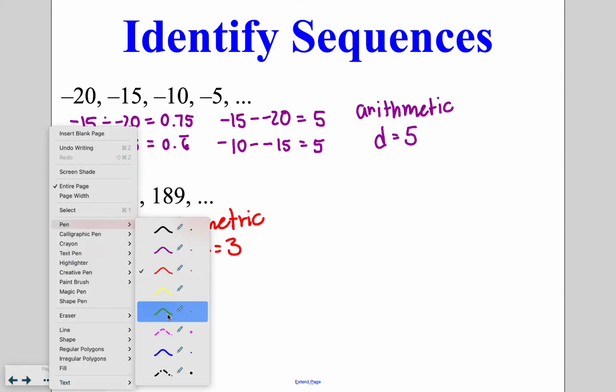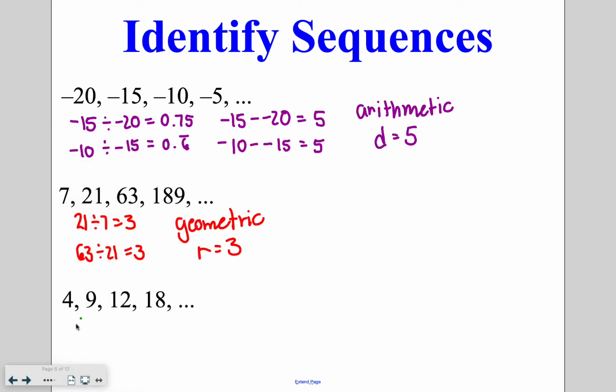This last one down here, I'm going to start with 9 divided by 4, and then 12 divided by 9. And when I do that, for this first one, I'm going to get an answer of 2.25. And for this second one, I'm going to get 1.3 repeating. So those do not match, so that is not a geometric sequence.